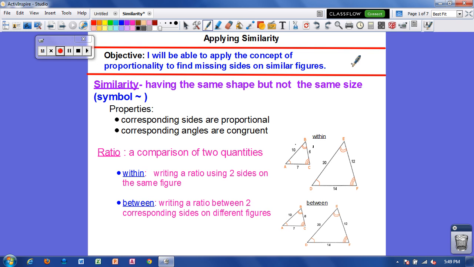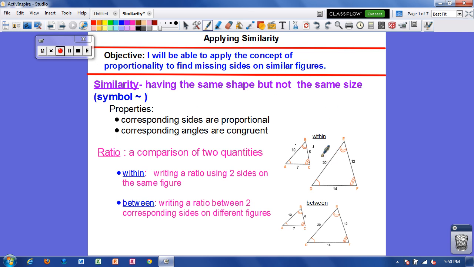Alright, so our objective for today, I will be able to apply the concept of proportionality to find missing sides on similar figures. Well, first of all, what are similar figures? Well, if they're similar, they're going to have the same shape but not the same size. So you can see that with these triangles right here. They are the same shape and they are the same type of triangle, but they are not the same size, so they are just similar. And we are going to represent similarity with this symbol right here.